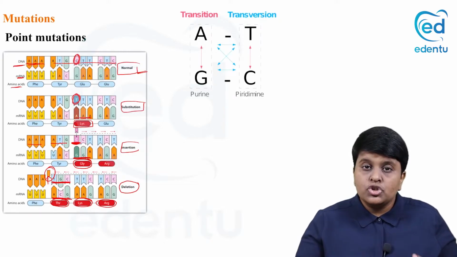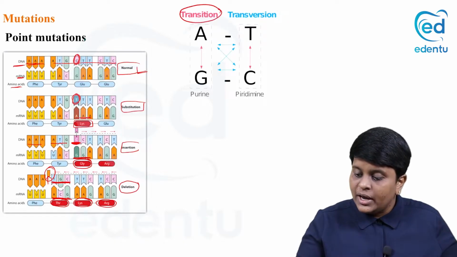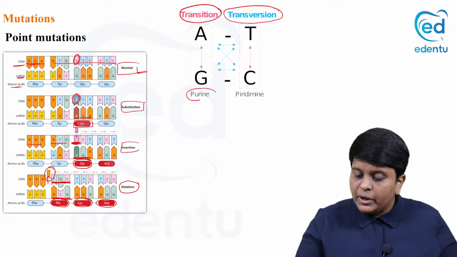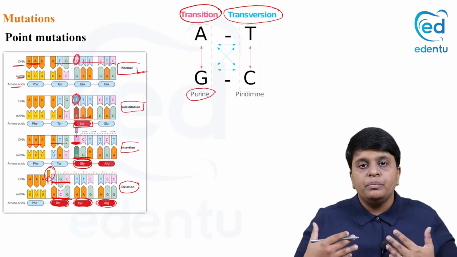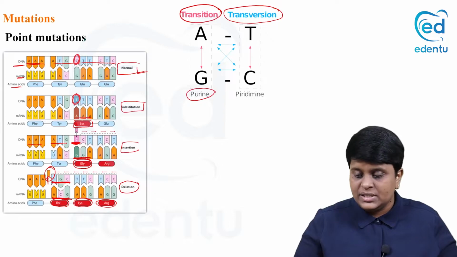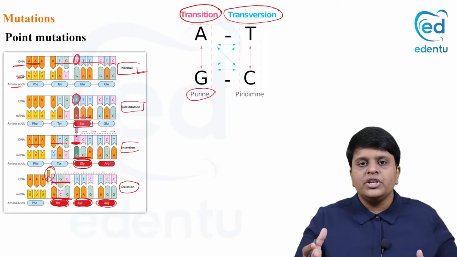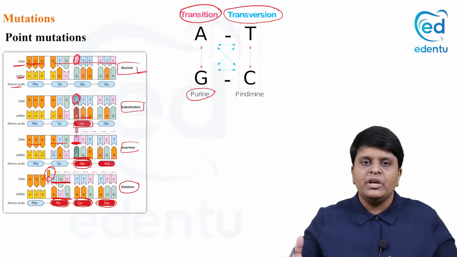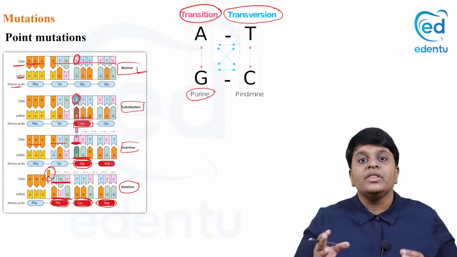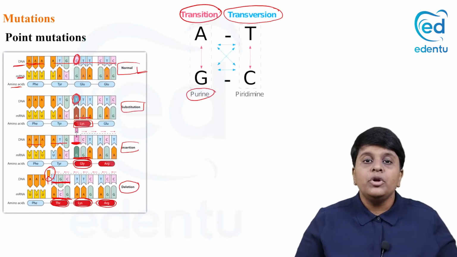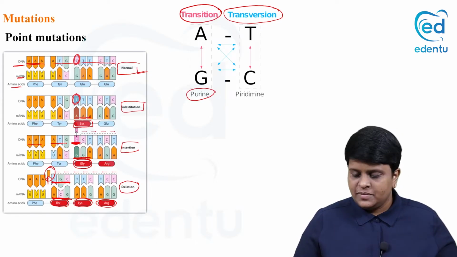Now let me introduce two different words: transition and transversion. Transition is when you replace a purine for a purine and a pyrimidine for a pyrimidine. Whereas if the mutation causes the replacement of a purine by a pyrimidine or a pyrimidine by a purine, that is transversion. These are the different terminologies you need to know with reference to point mutations.